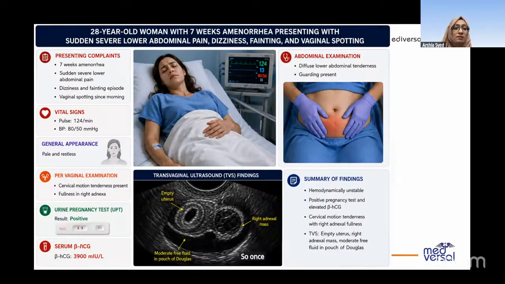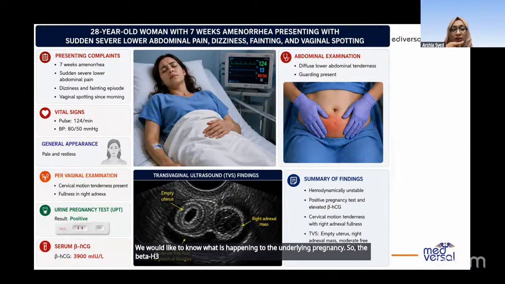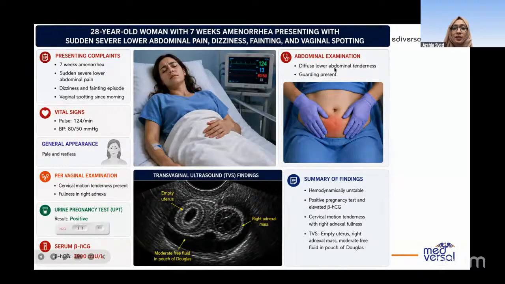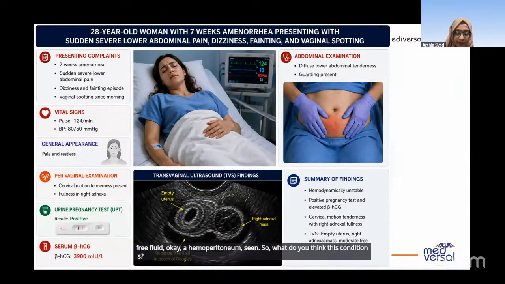Once it came positive, since she's bleeding, we would like to know what is happening to the underlying pregnancy. So the beta HCG came as 3,900. When an abdominal examination was done, there was diffuse tenderness, guarding and rigidity were present. Transvaginal ultrasound showed an empty uterine cavity, but a mass in the right adnexa, and there was free fluid, a hemoperitoneum seen. So what do you think this condition is?